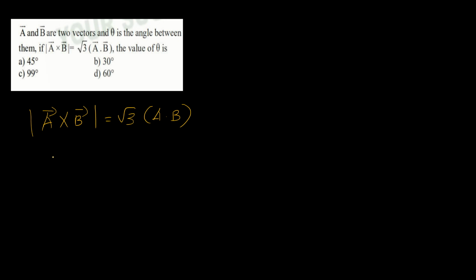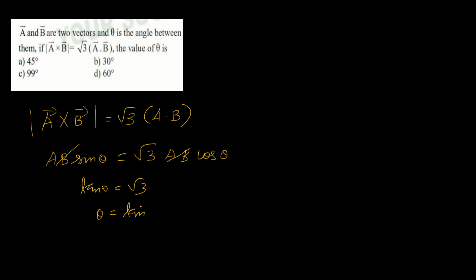Since the modulus of A cross B is AB sin theta, equal to A dot B, which is AB cos theta. AB cancelled. I'm going to put cos theta in the RHS, so it will become tan theta. Tan theta is equal to root 3. Theta is equal to tan inverse root 3.